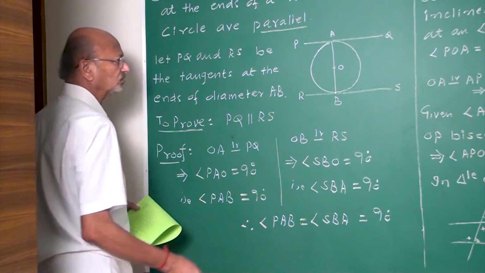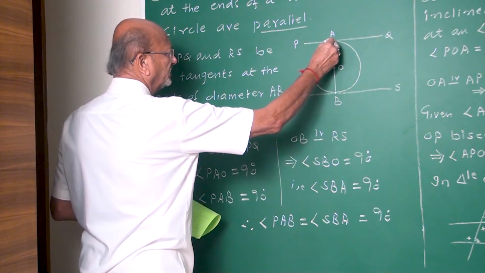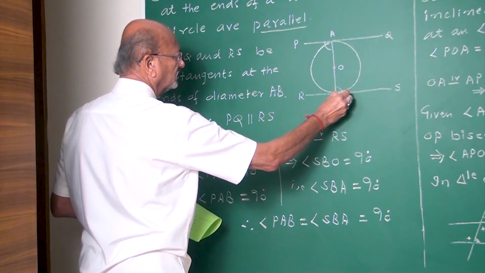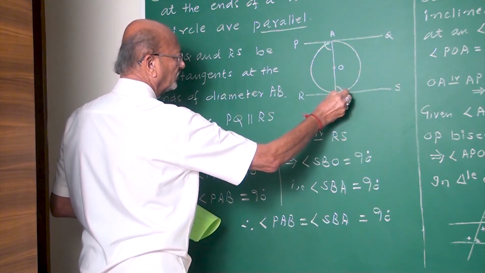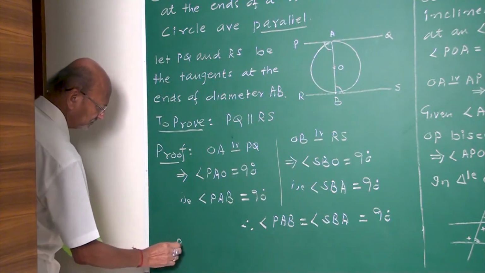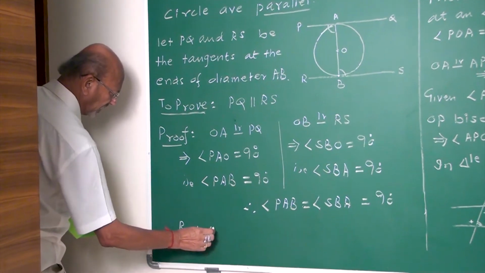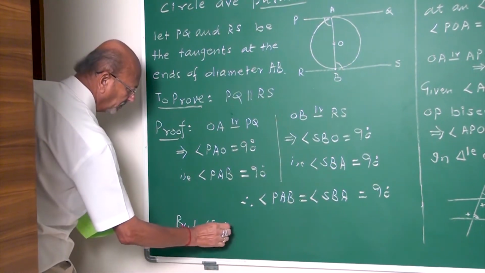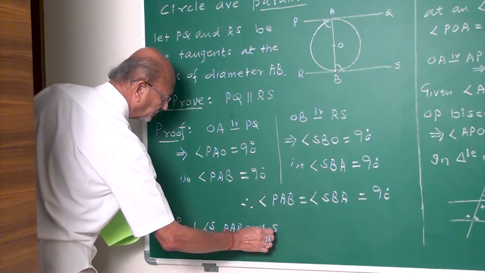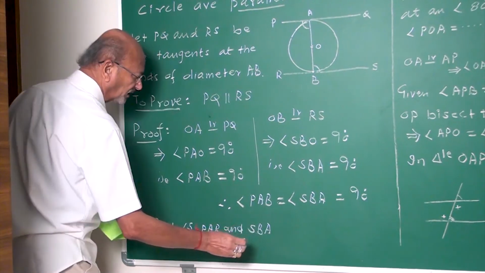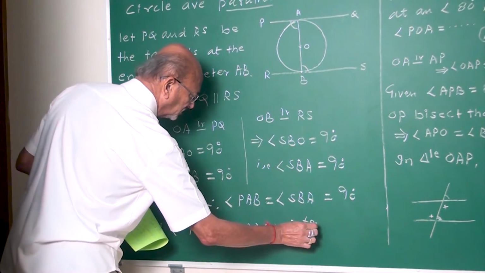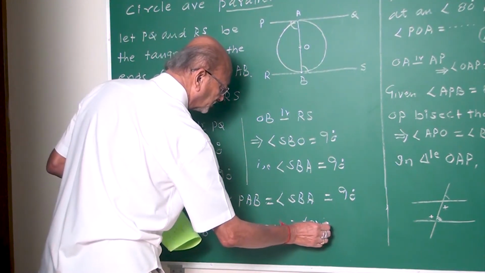But what about these two? This is one angle, an interior angle. What is this? It is another interior angle. What about these two? They are nothing but what, my friends? Alternate angles. Angles PAB and SBA are alternate angles, interior alternate angles.